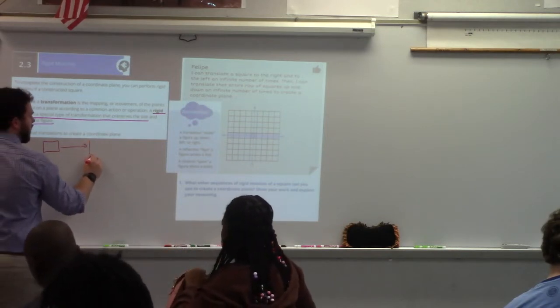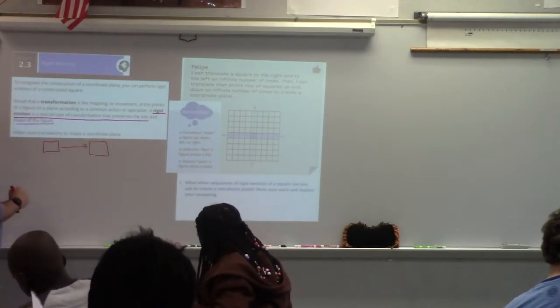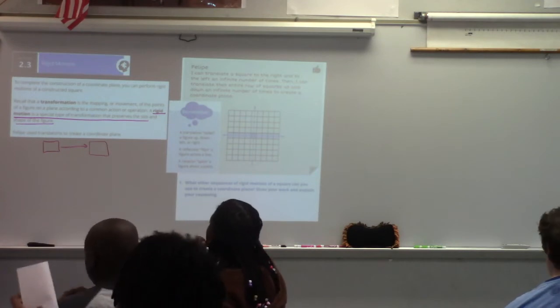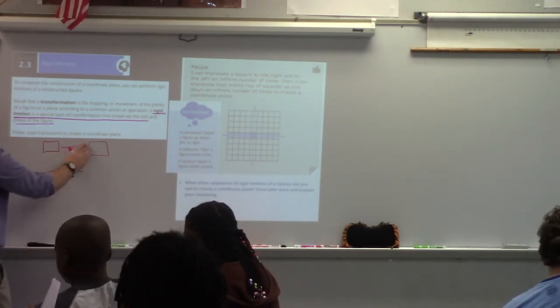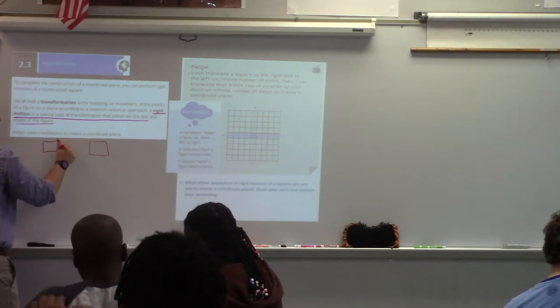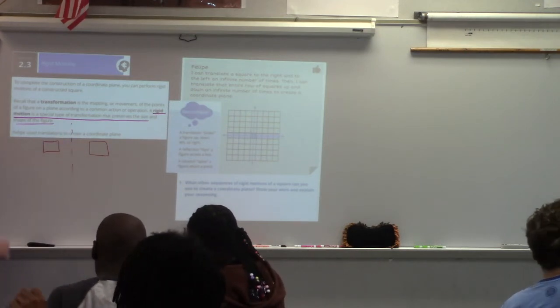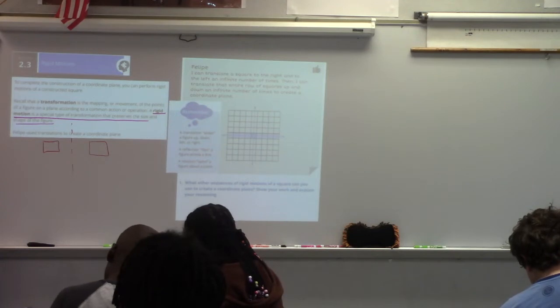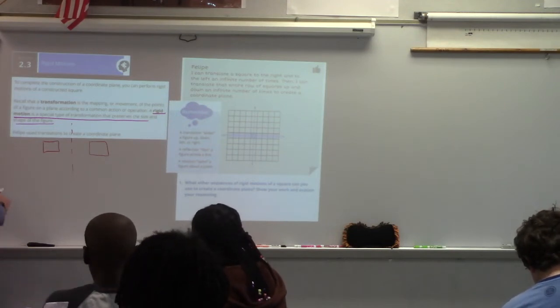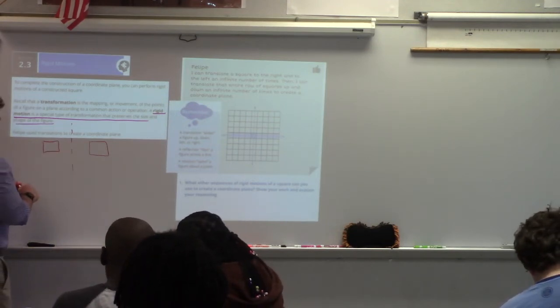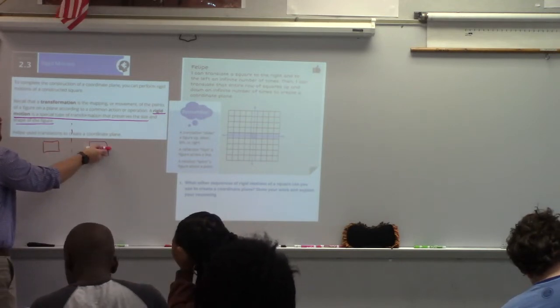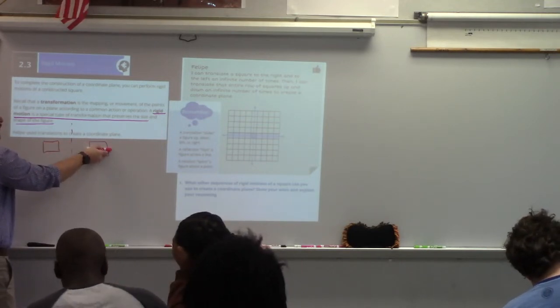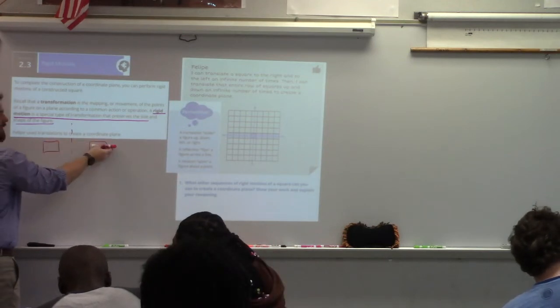It should not, if I've drawn it correctly. Might change a little bit because I'm a terrible artist. But a translation will not change that square. If I reflect across this line, will that square change shape? No. If I take a marker, and I reflect it across that line, does the marker change size? Yes. Yeah. I mean, did you see the marker change size?